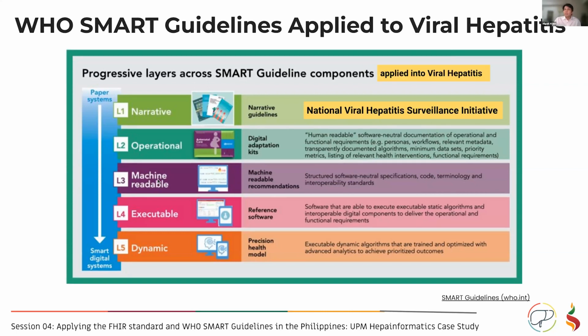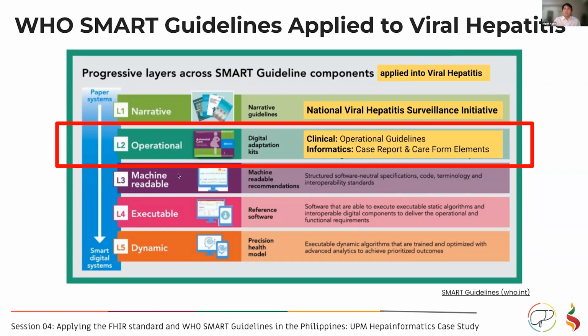In the L1 step, we simply studied the National Viral Hepatitis Surveillance Initiative. It's simply the program or law of the government for viral hepatitis. So this provided us the basis or the guidelines. How should the system work to support the health workers? And level 2 is operational.